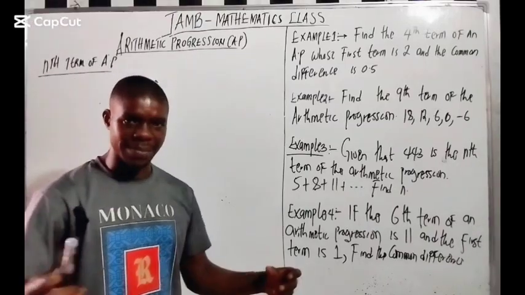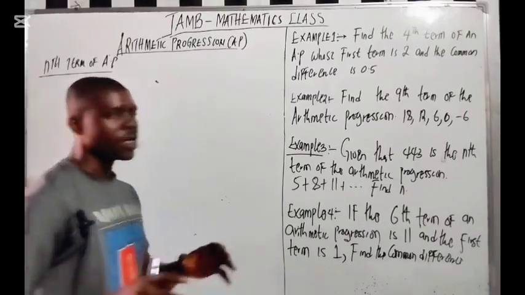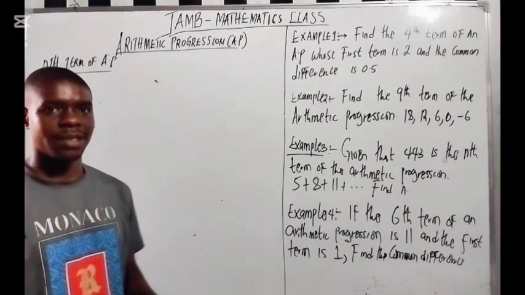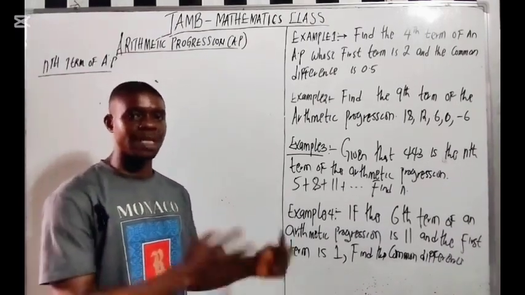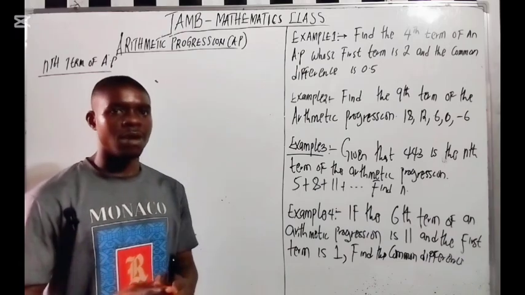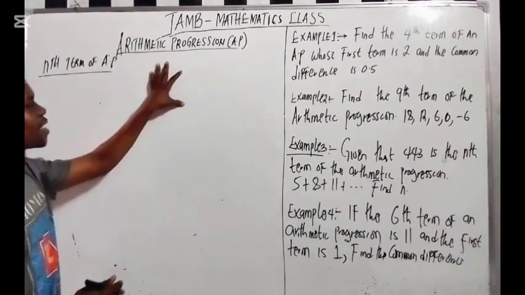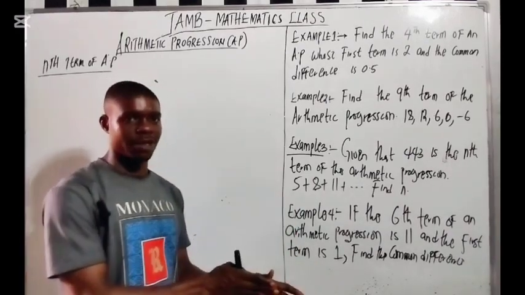JAMB Mathematics class. In this video, we're going to focus on arithmetic progression, called sequence. We have AP, which is called arithmetic progression, and GP, geometric progression. Now this arithmetic progression has different subtopics.